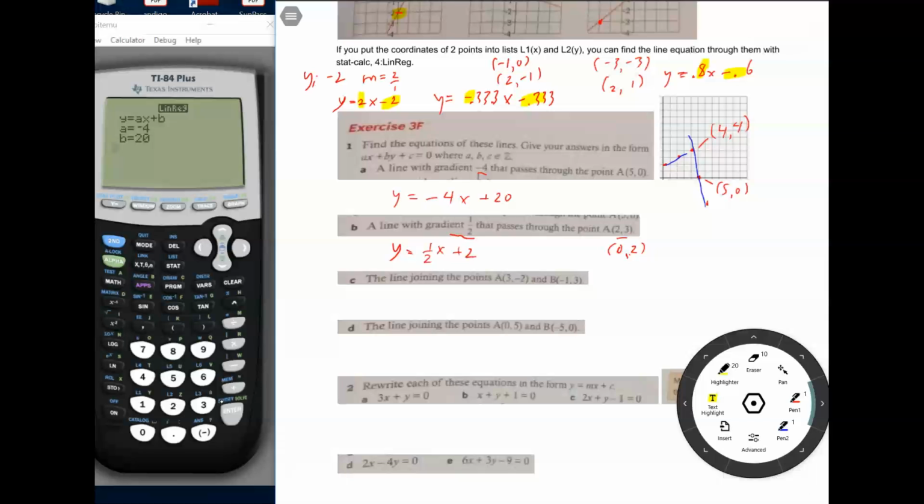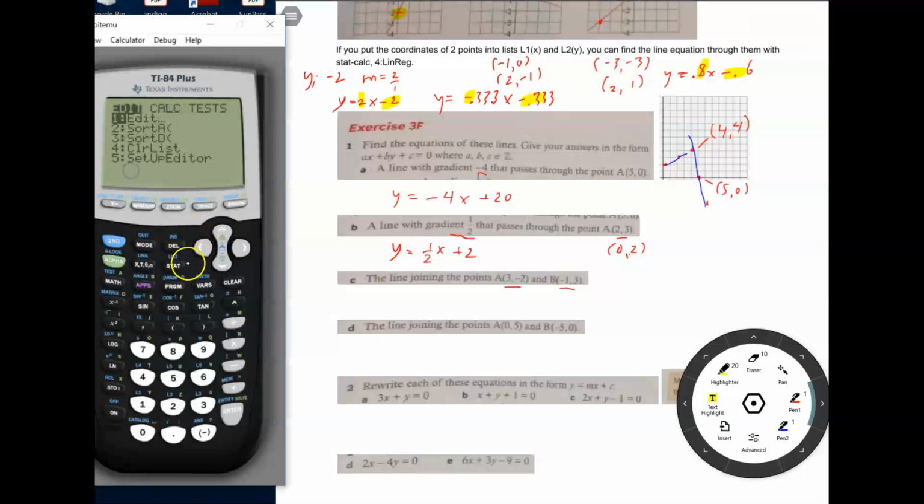The line joining the points 3, -2 and -1, 3. Oh, okay, these guys thought they were giving me a hard problem, but they didn't realize that linreg makes this the easiest possible problem. 3, -2 and -1, 3.